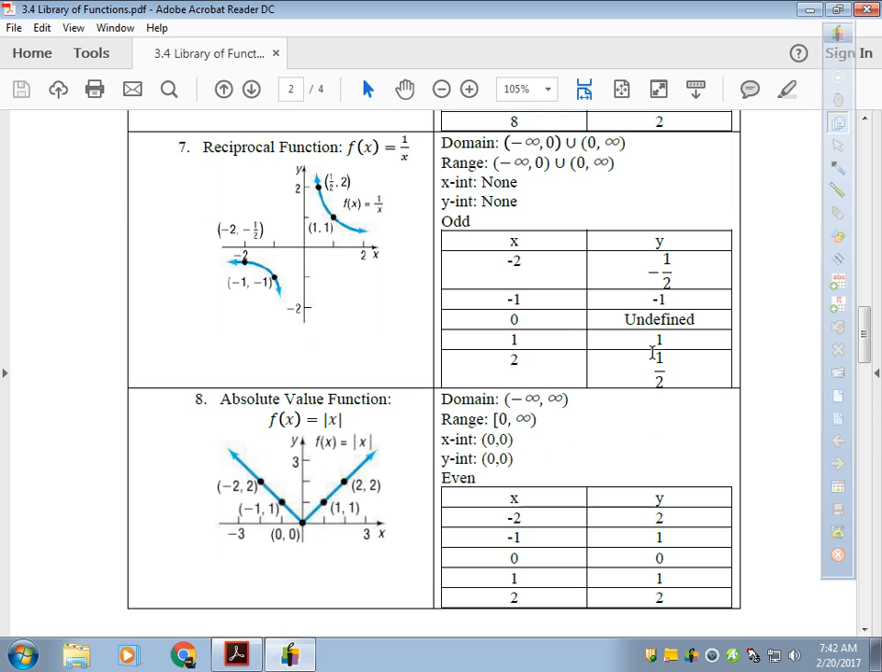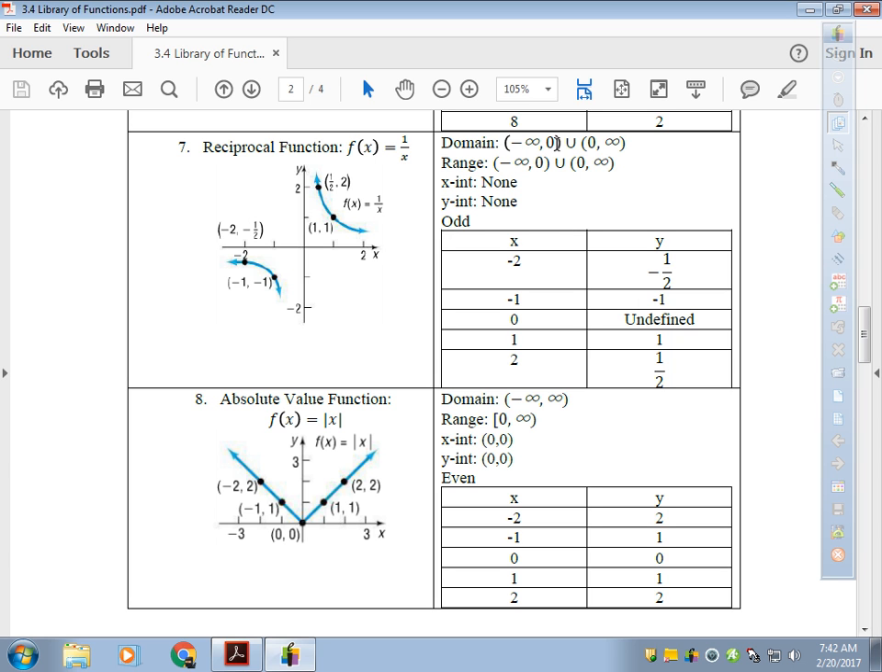Alright. Our seventh one is the reciprocal function, f of x equals 1 over x. This is called the reciprocal function because whatever number you plug in, it gives you the reciprocal of it. So if you plug in 1/2, you get the reciprocal, which is 2. If you plug in 1, you get the reciprocal, which is 1, etc., etc.